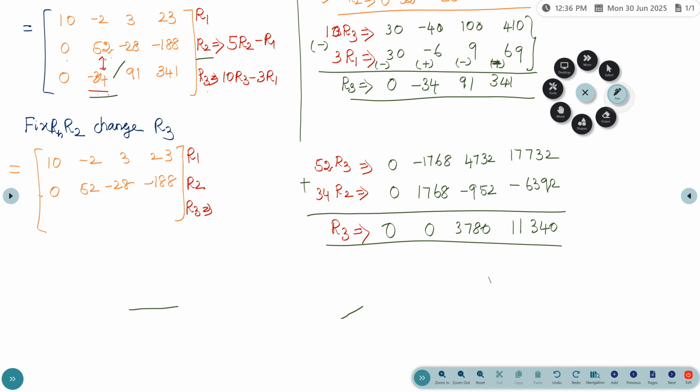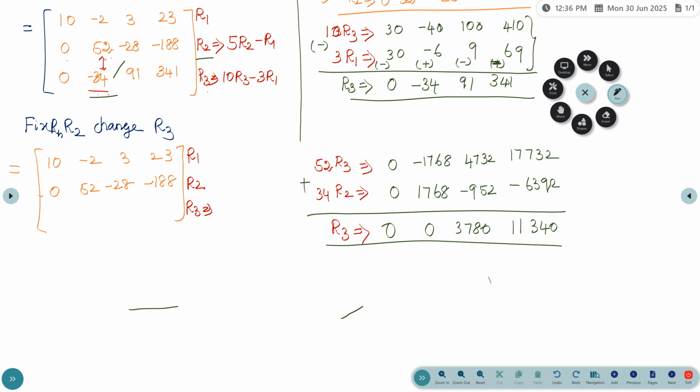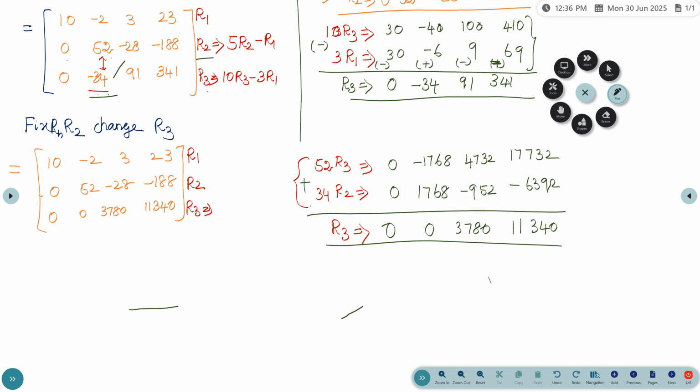We are going to substitute this R3 in the matrix. So in place of R3, substitute the values 0, 0, 3780 and 11340. How can you get this value? We get this value by applying this rule: 52 R3 plus 34 R2. So this is our final.